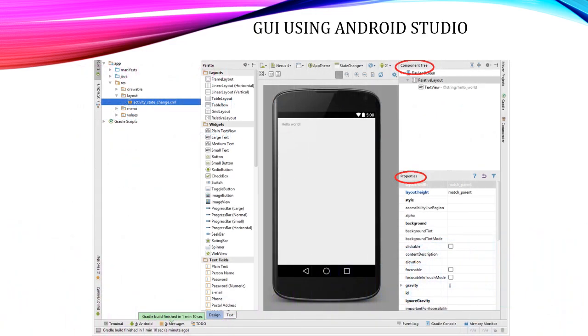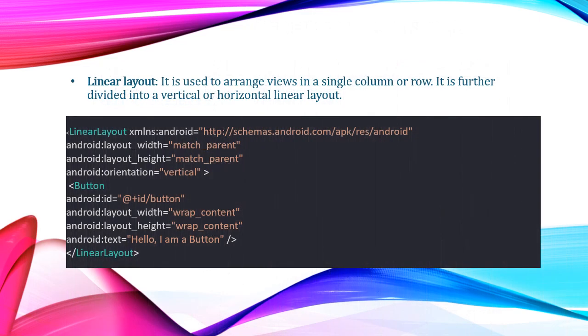And the GUI using Android Studio, and here you can see the layouts with gates as we have already learned before, and certain text edit buttons, and here you can see all of those in this image. So what is linear layout? It is used to arrange views in a single column or row. It is further divided into vertical or horizontal linear layout. Here you can see the XML code of the linear layout.